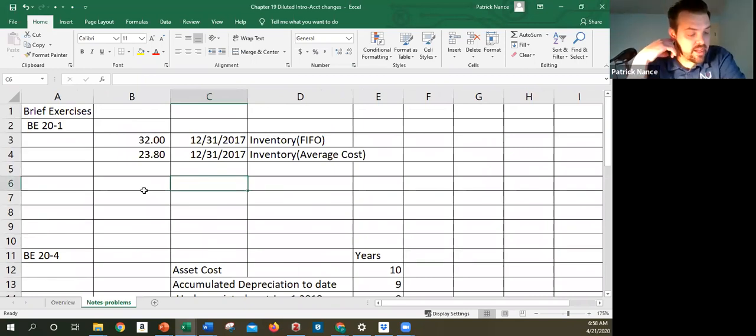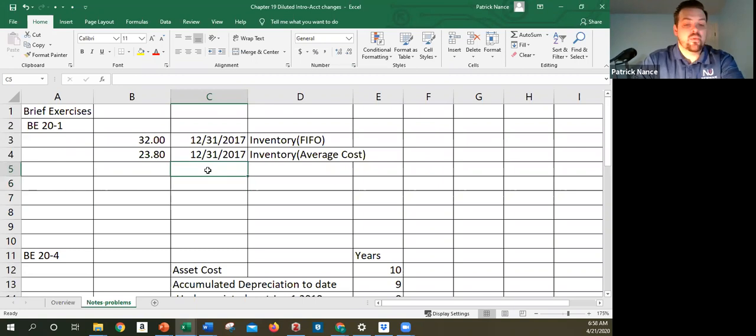20-1 says, in 2018, Barton and Barton Company changed its method of valuing inventory from FIFO method to the average cost method. At December 31st, 2017, B&B's inventory was $32 million under the FIFO method. B&B's records indicate that inventories would have totaled $23.8 million at December 31st, 2017, if determined on an average cost basis. Ignoring income taxes, what journal entry would B&B use to record the adjustment in 2018?